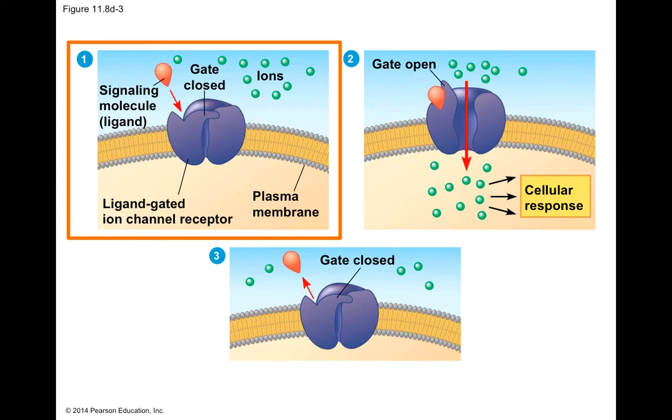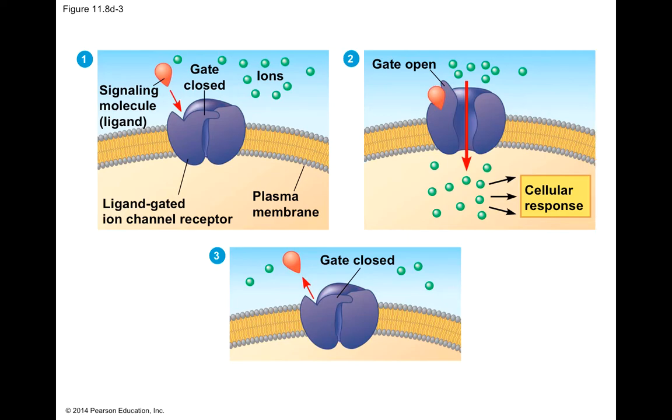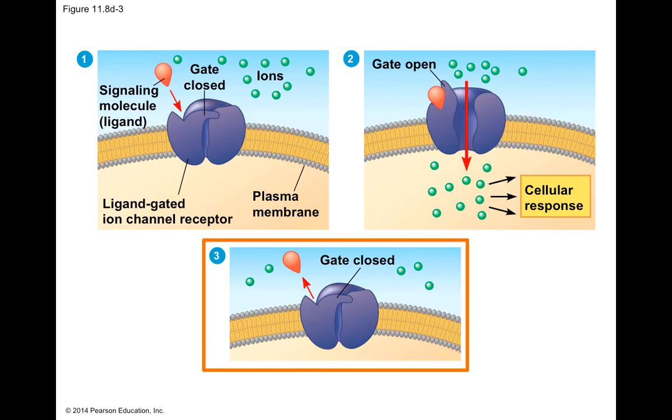The third type of plasma membrane receptor is the ion channel receptor. Remember that ions are charged molecules that cannot pass through the cell membrane without the help of a channel protein, and sometimes these channels are closed. A ligand-gated ion channel receptor acts as a gate, which opens when a ligand binds, allowing the ions through into the cytoplasm, initiating a signal transduction pathway to get a response. And when it's done, the ligand is released and the gate closes up again.